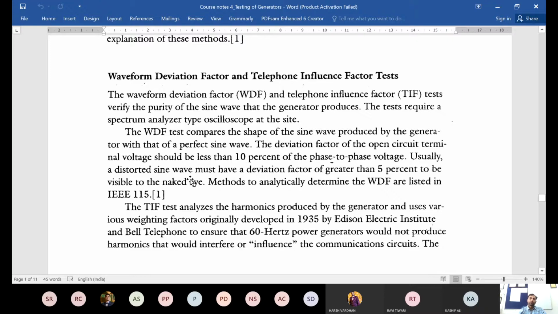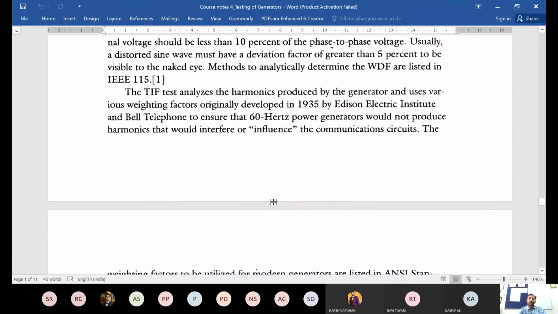Usually a distorted sine wave must have a deviation factor of greater than 5% to be visible to the naked eye. So if it is below 5%, visual inspection will not actually help. It will look like a perfect sine wave. So the limit, the thumb rule, is usually somewhat higher. Then there are some methods to determine this WDF by using analytical equations. Again, these are given in IEEE 115, but we'll not go into details of those now.